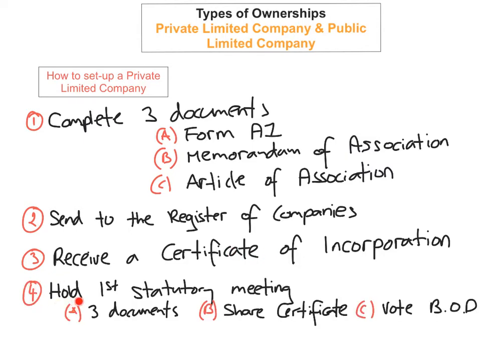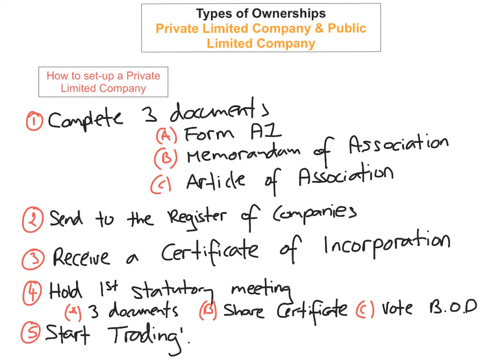The fourth step is to hold the first statutory meeting, and it's compulsory to do this. At the meeting they will discuss many things, but 3 things that have to be on the agenda are the 3 documents. They have to explain the 3 documents to all shareholders and everyone present at the meeting. Each shareholder gets a share certificate, and they also vote in the board of directors. There have to be 2 directors in private limited companies, and these are voted in by the shareholders to be the board of directors.